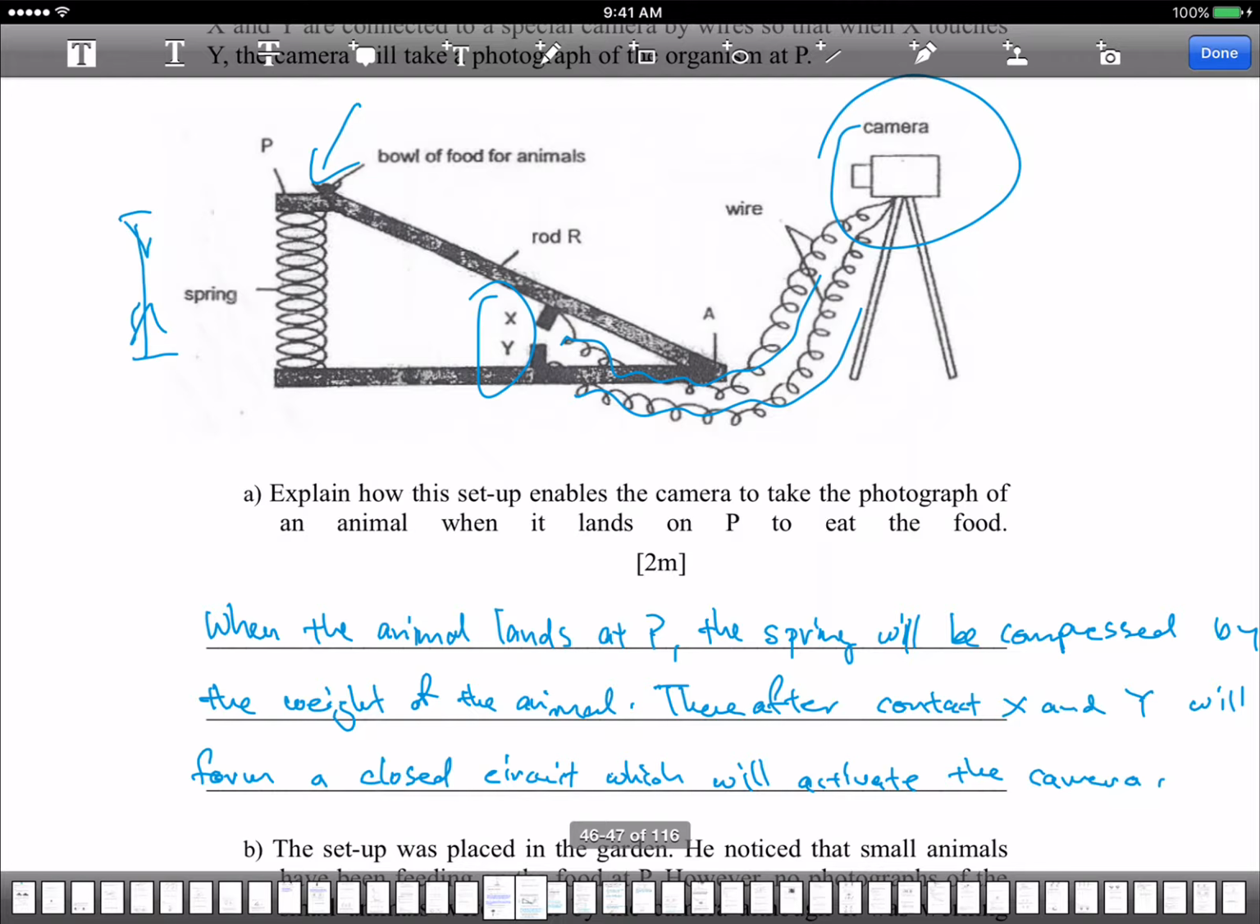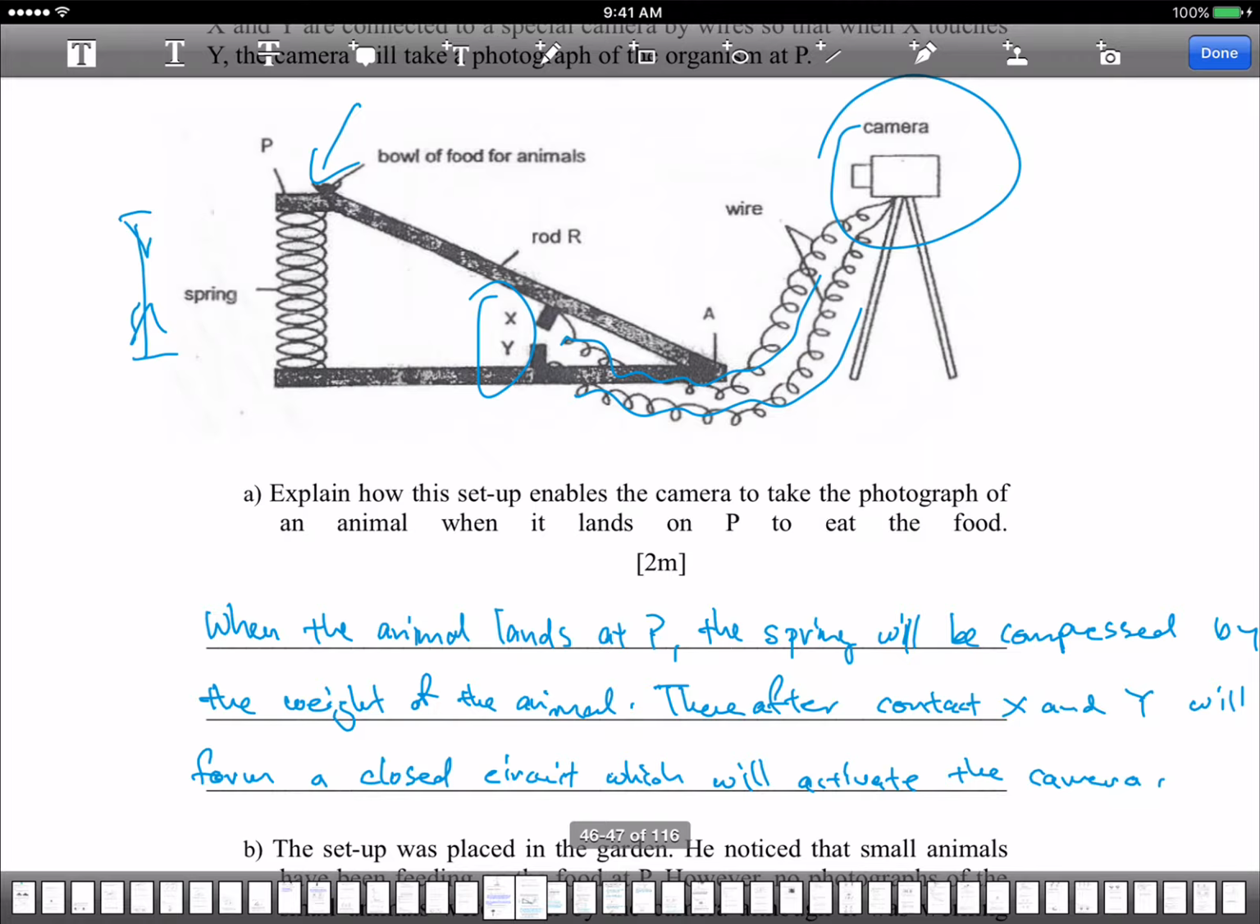And then what's going to happen next? It will be attracted. Attracted, or closed circuit. You say closed circuit, right? Electricity, closed circuit. So when this closes the circuit, it will take a picture, and then you will see the animal. Okay, so we explain.